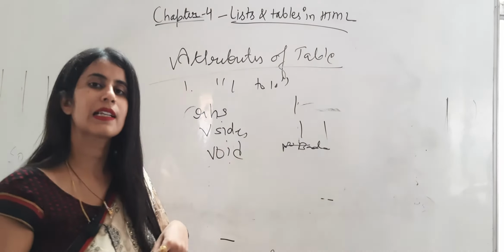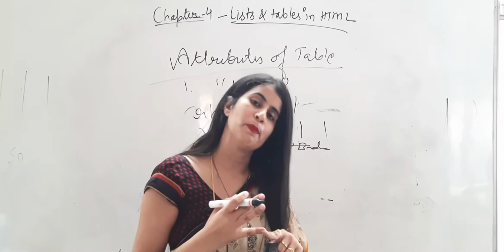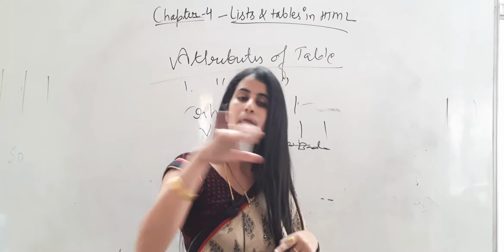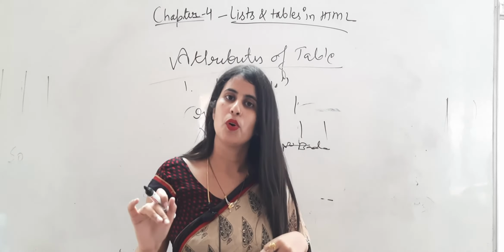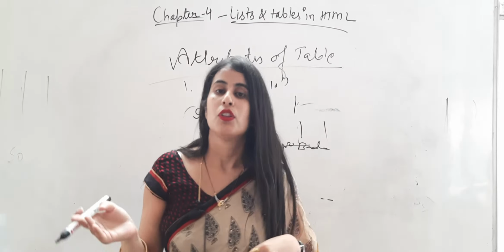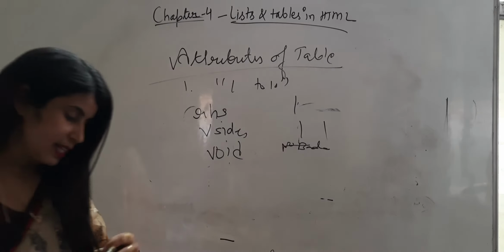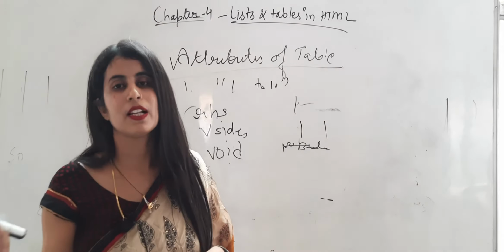Total how many borders are there? 8. First is box, means all sides it will cover. Second is above. Above it will be placed. Below. Then after this, what is the fourth one? The fourth one is hsides, means all the horizontal sides it will cover.